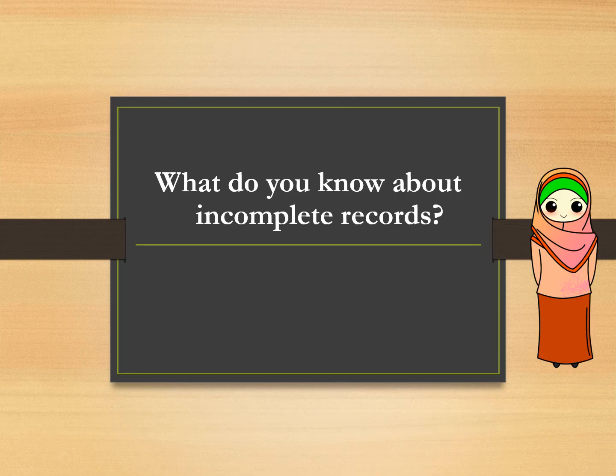Class, who can tell me what do we mean by incomplete records? Okay, good. So in our previous lesson, we've already learned that businesses should record all the business transactions systematically, for example, in the journals and ledgers. So, at the end of the financial period or accounting period, the financial statements can be prepared.